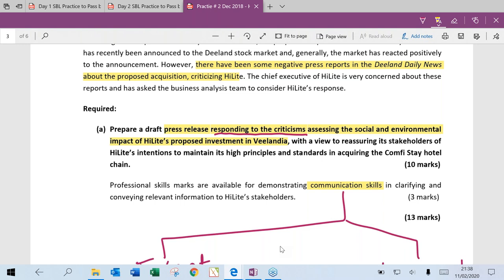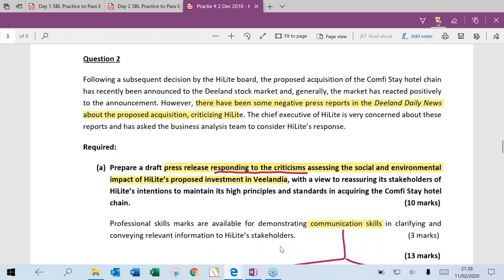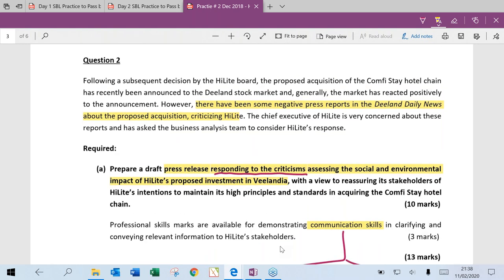All right, cool. So I hope you understood the press release and how we pick up answers from the exhibits and how we pick up statistics. Now let's move on.